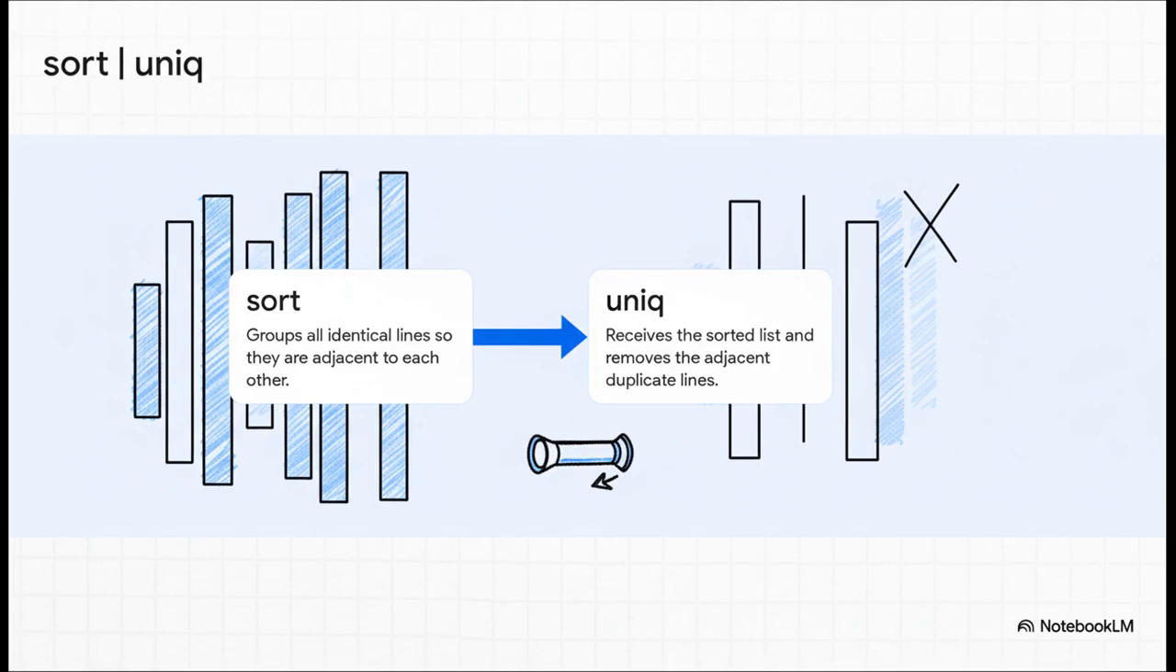So let's break that down. First, sort does its thing, right? It goes through the file and puts all the identical lines right next to each other. Then, the pipe sends that perfectly sorted list over to uniq. And now, since all the duplicates are neighbors, uniq can do its job perfectly and give you a clean, unique list. It's just a beautiful example of how these simple tools work together.